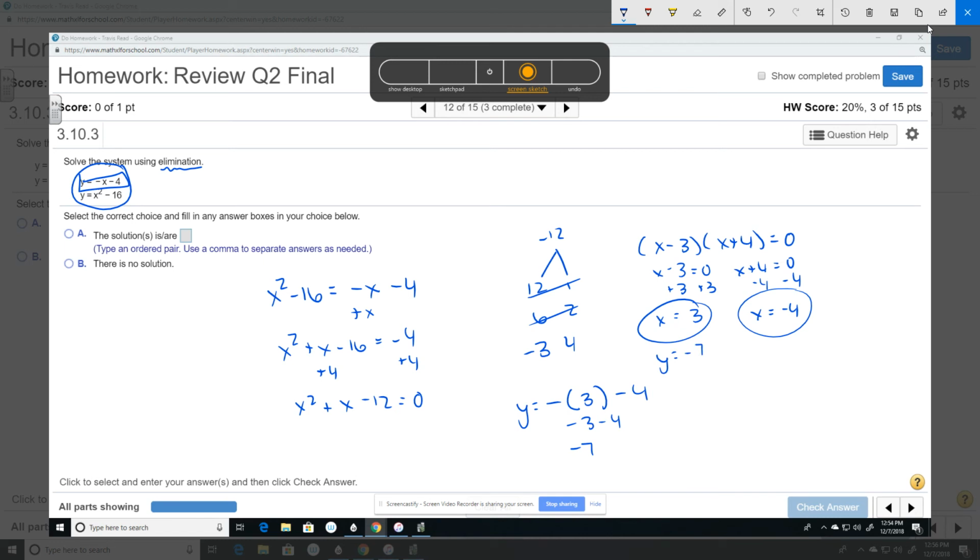And then I'm going to plug in the negative 4. y equals, here's where we need to be careful. A negative 4 minus 4. Negative negative 4 becomes positive 4 minus 4, which is equal to 0. So x is equal to negative 4 and y is equal to 0. So those are my solutions. Solution 1 is 3, negative 7. And solution 2 is negative 4, 0.